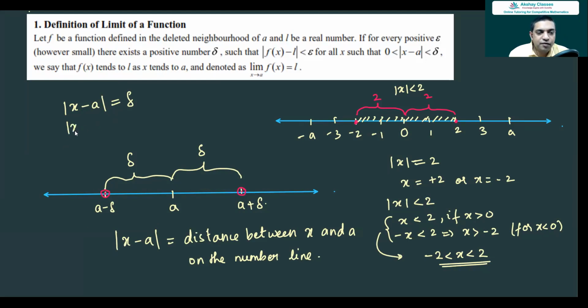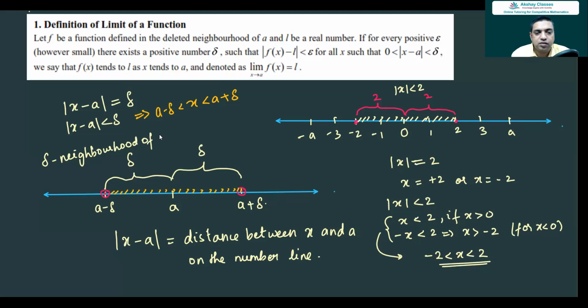However, when you write modulus of x minus A less than delta, it refers to this entire region. This means x lies between A minus delta and A plus delta. You can expand and see just the way we did like this. So it refers to this entire region. This is called as the neighborhood of A, or this we call as the delta neighborhood of A.